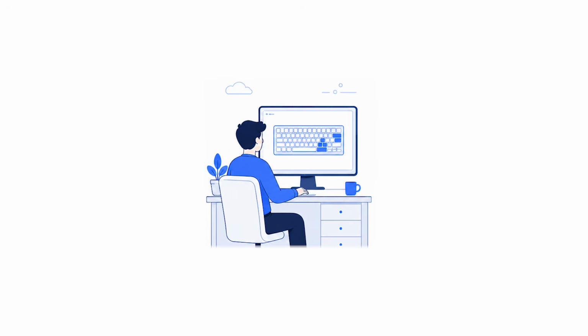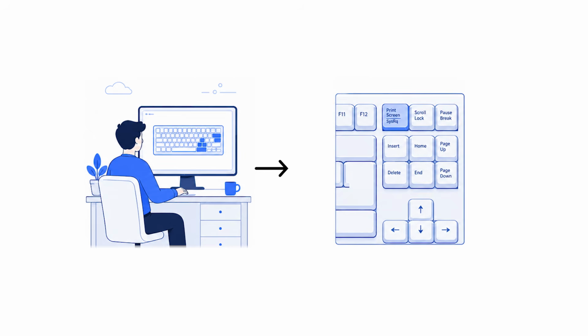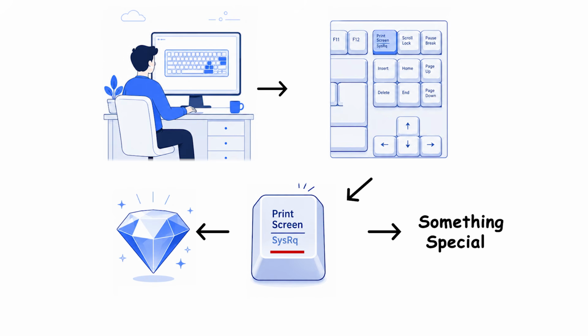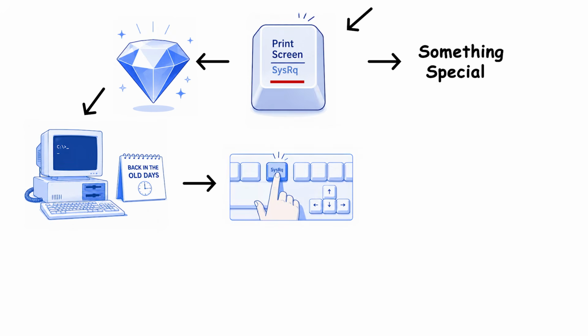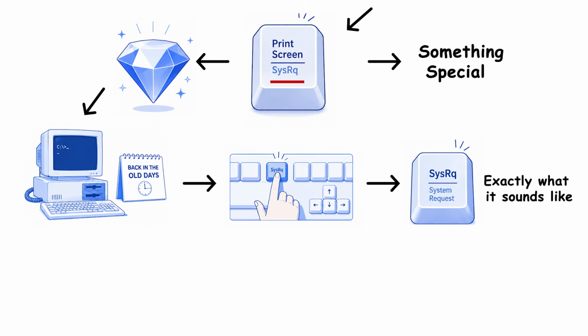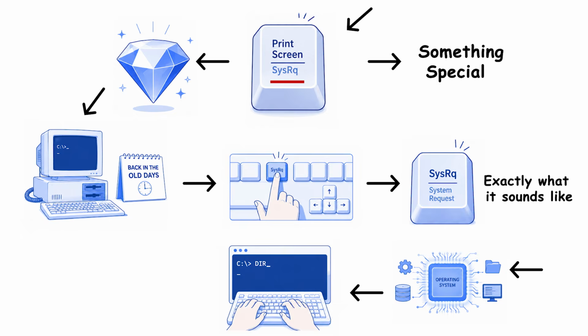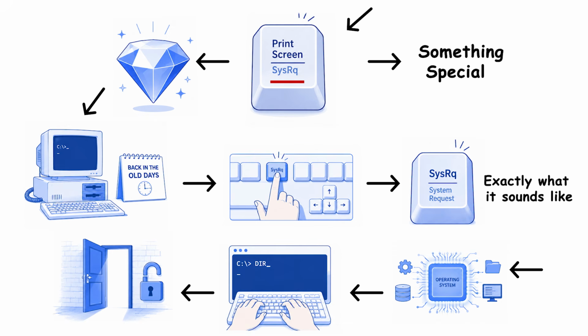SysRq key. Look at your keyboard, find the print screen key, now look right below it. See that tiny text? SysRq. That little key used to be something special. Back in the old days, SysRq stood for System Request, and it did exactly what it sounds like. It let you send a request directly to the operating system. No menus, no interfaces, just you, the key, and the computer's core. You could press it, type a command, and the system would listen. It was like having a backdoor to talk to your computer without any software getting in the way.